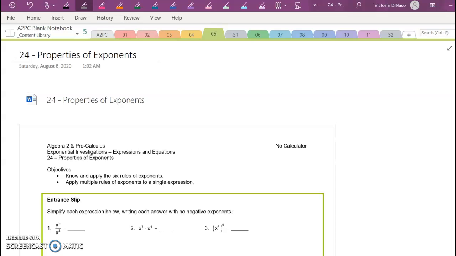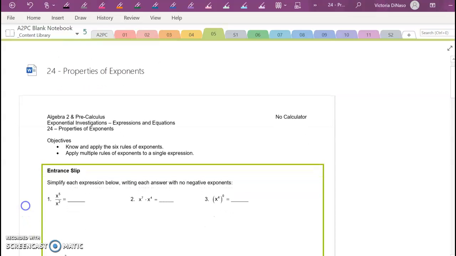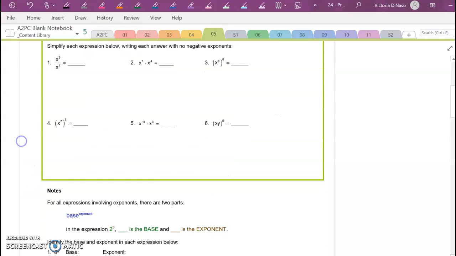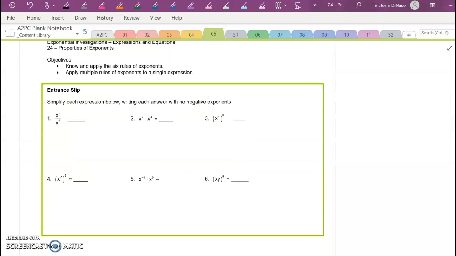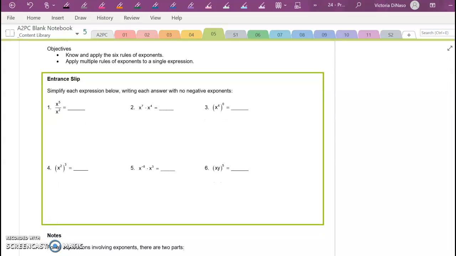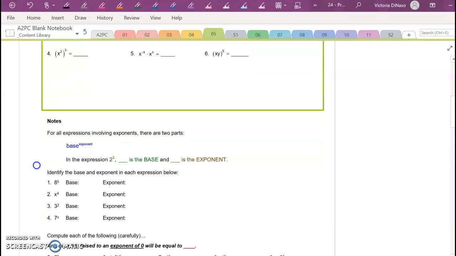In section 24, we're going to learn the properties of exponents. So we're going to know and apply. There's 6 rules to exponents, and then we're going to apply multiple rules of exponents to a single expression. So we'll come back to our entrance slip later on after we go through the rules. But these are just the basic problems that we're going to go through. So these 6 problems.